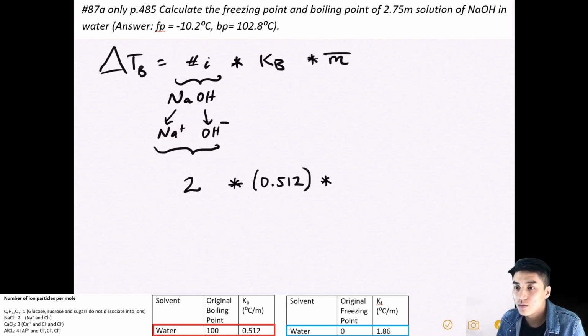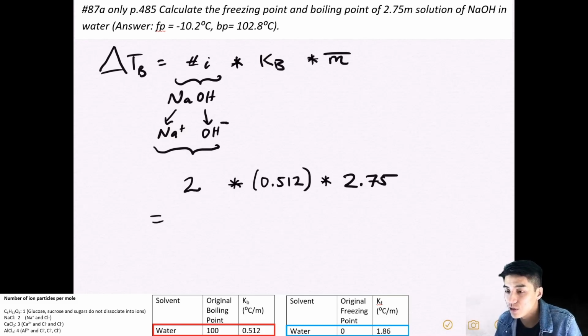And then we're going to plug in 2.75 for molality. This was provided in the problem. If they give you grams of solute and kilograms of solvent, you would have to use a triangle and then solve for that number. We'll do that in the next problem.